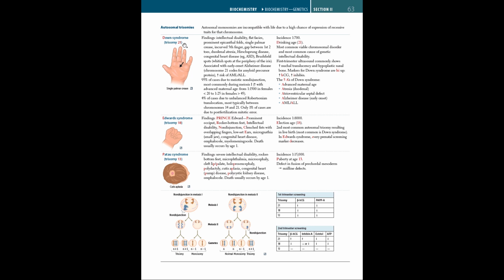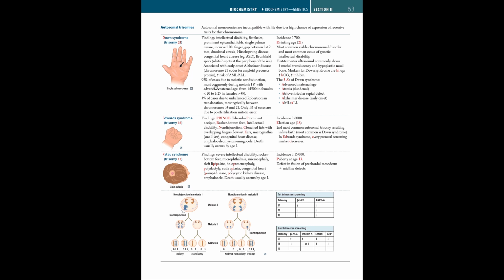Starting off with Down syndrome or trisomy 21, the findings are intellectual disability, flat face, prominent epicanthal folds, single palmar crease, which is right here, incurved fifth finger, gap between first and second toes, duodenal atresia, Hirschsprung disease, congenital heart disease such as atrial septal defect, Brushfield spots, whitish spots in the periphery of the iris, and this is associated with early onset Alzheimer's disease because chromosome 21 also codes for amyloid precursor protein.